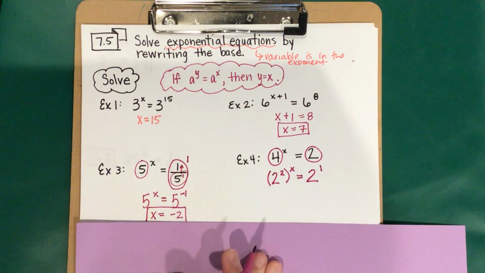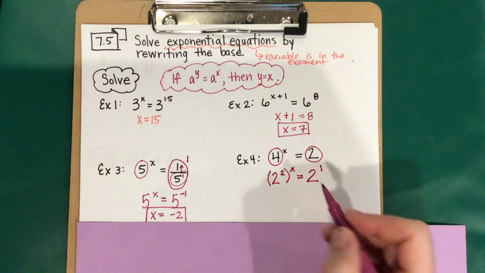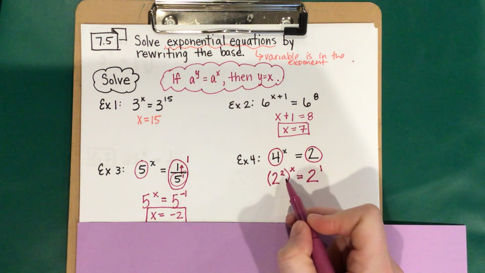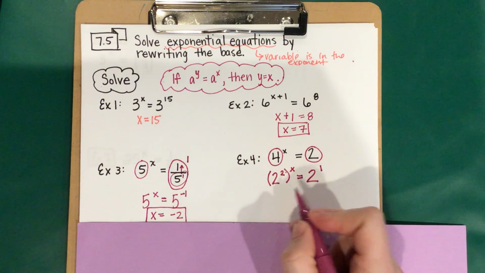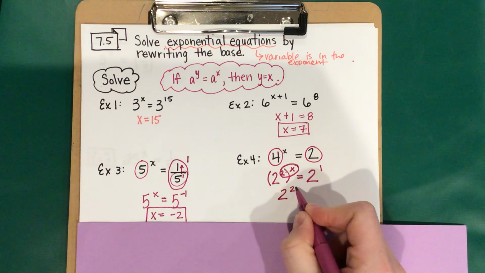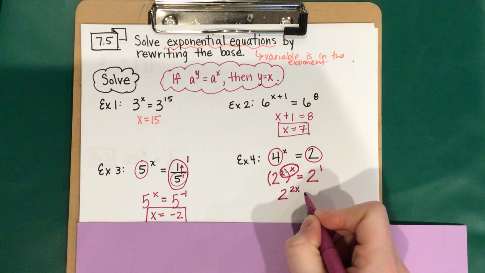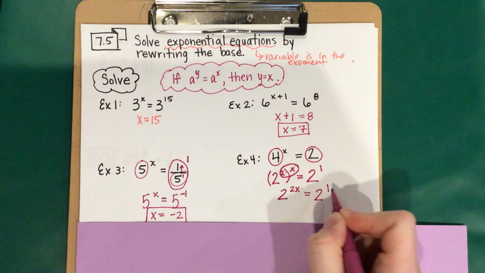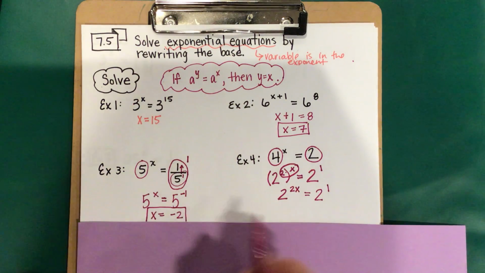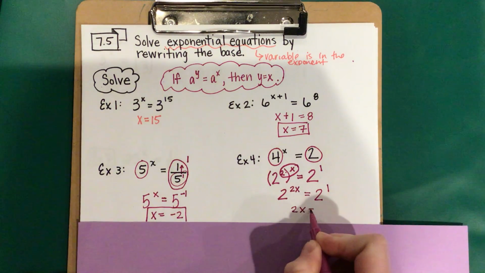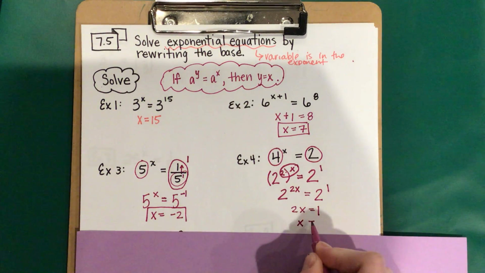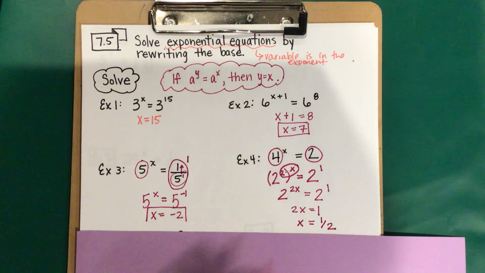Now the 2 does have that hidden exponent of a 1. So now when I'm looking at this, I have the same base. Well, if I take the power of a power, I multiply those. So these are getting multiplied. So I have 2 to the 2x equals 2 to the 1. And so now I have it set up in this form. So I can drop my bases and I have 2x equals 1. And so when I go to solve this, I get x equals 1/2.